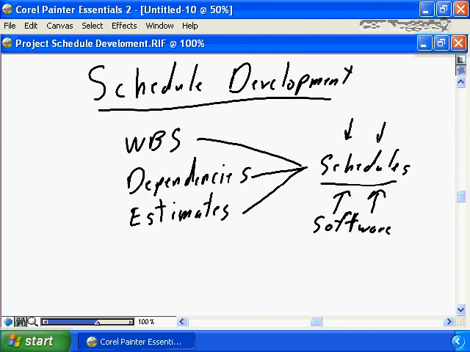It sounds easy. It is relatively easy. The key thing being the first cut at the schedule, based on the WBS elements, based on the dependencies, based on the estimates, will probably not be the final schedule that you will deliver to your project sponsor. You need to be prepared to reiterate.